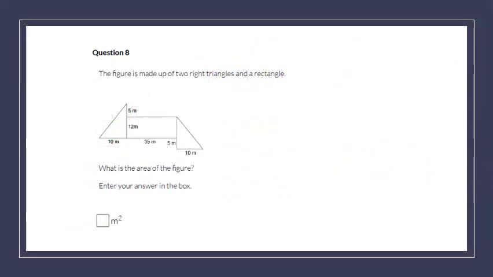Okay, number 9. The figure is made up of 2 right triangles and a rectangle. So I see that this one is 5, the height is 12, and its base is 10. So 5 plus 12, the whole height of this one is 17. And same for the one on the left. It's 12 plus 5, so that is 17. So I only have to do the math part once. The base is 10, the height is 17. And when I multiply that, I get 85 meters squared.